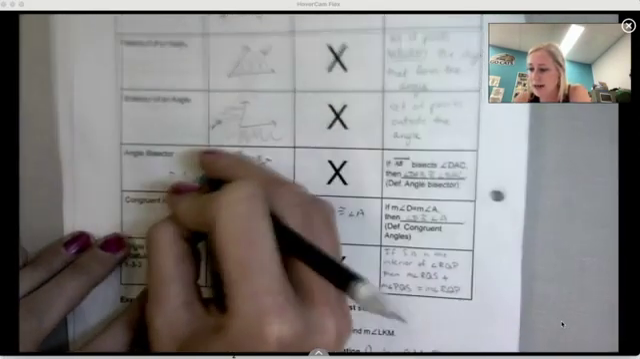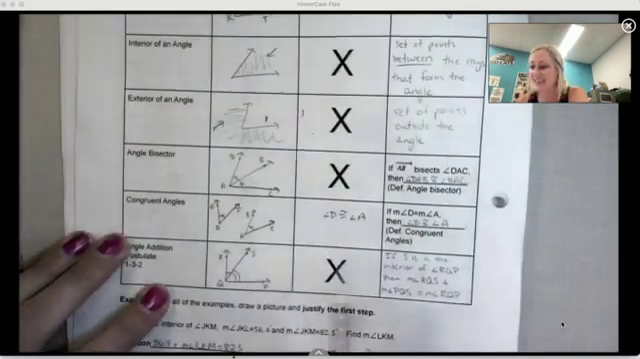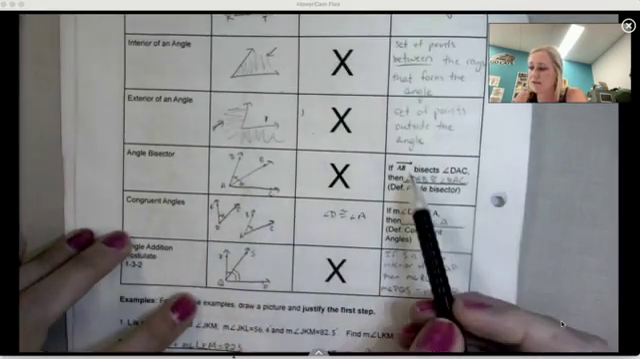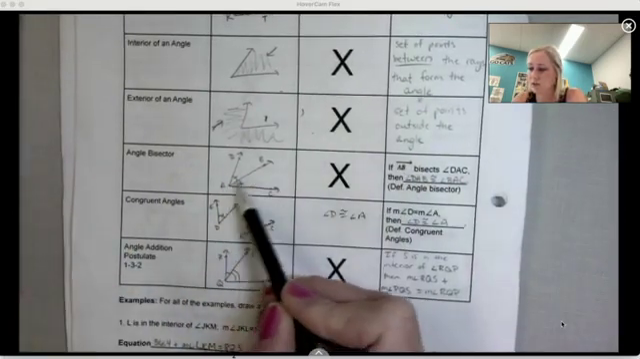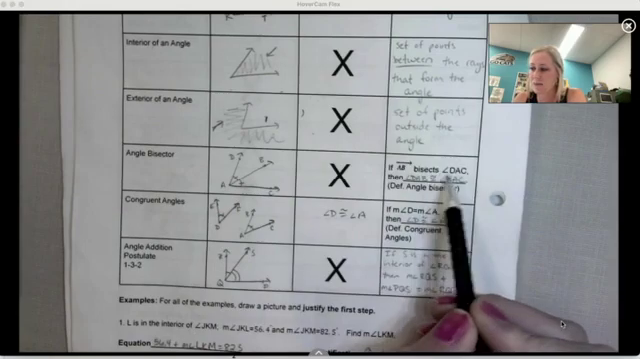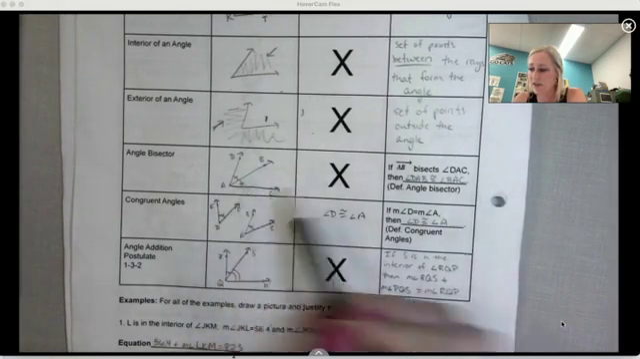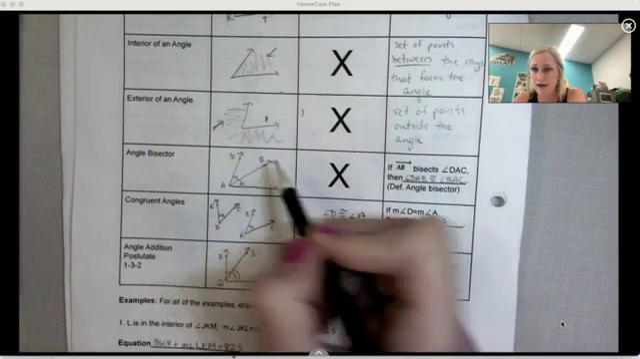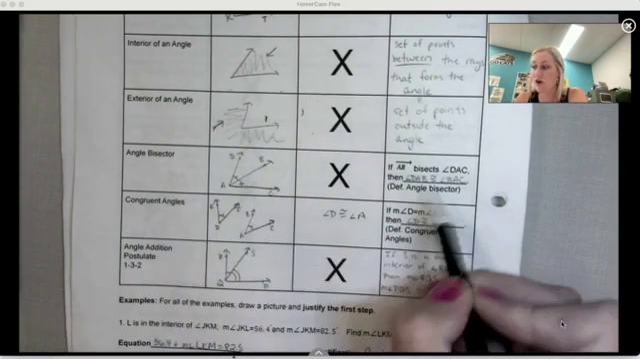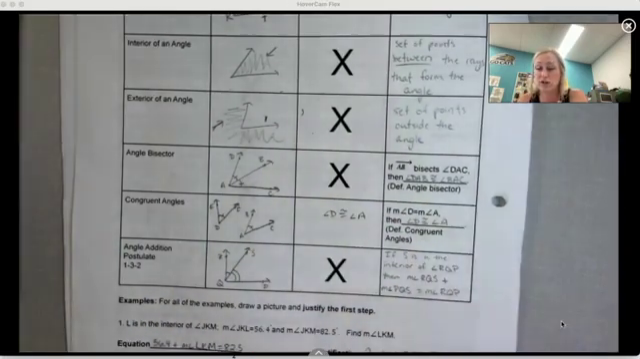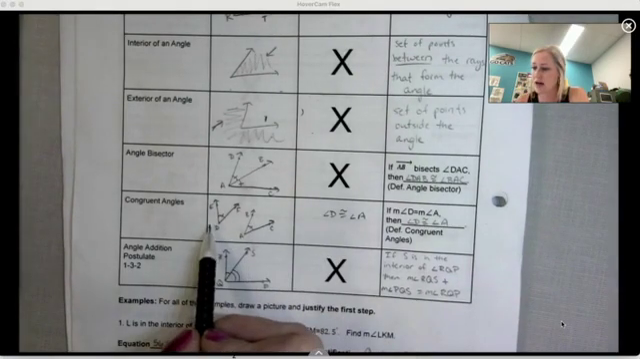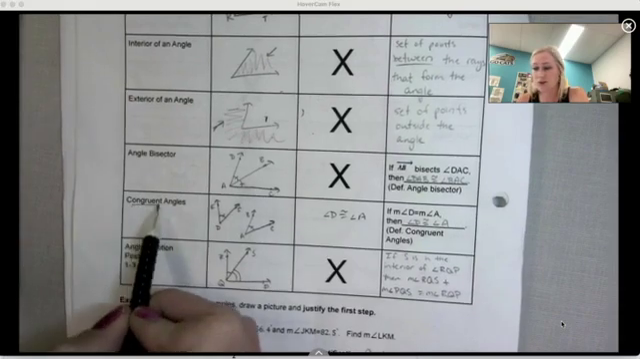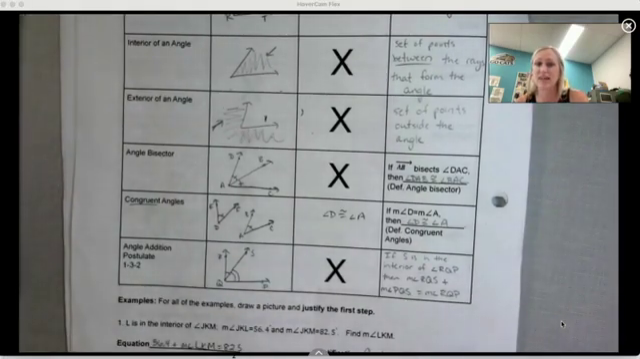Okay, so an angle bisector cuts an angle exactly in half. So if AB, so this is the ray AB, if it's bisecting angle DAC, that means that angle DAB, that top part of the angle, and angle BAC are congruent. We automatically know that if it's cutting something in half, those 2 halves are congruent. And just to remind you, congruent means that they have the same measurement.